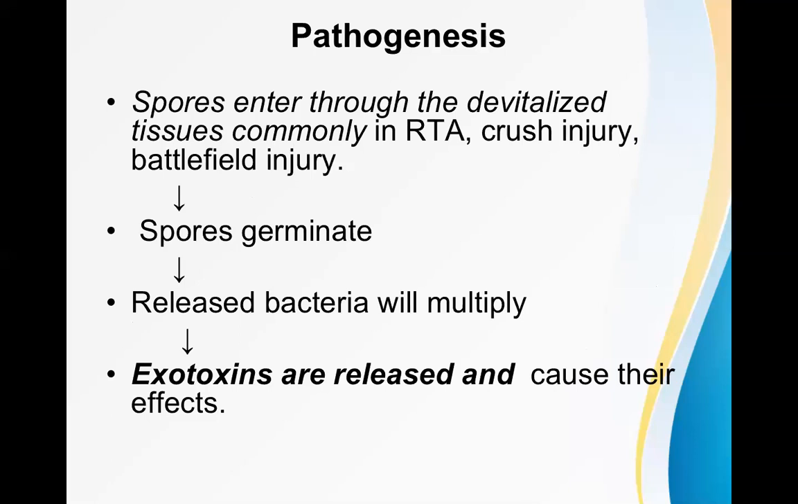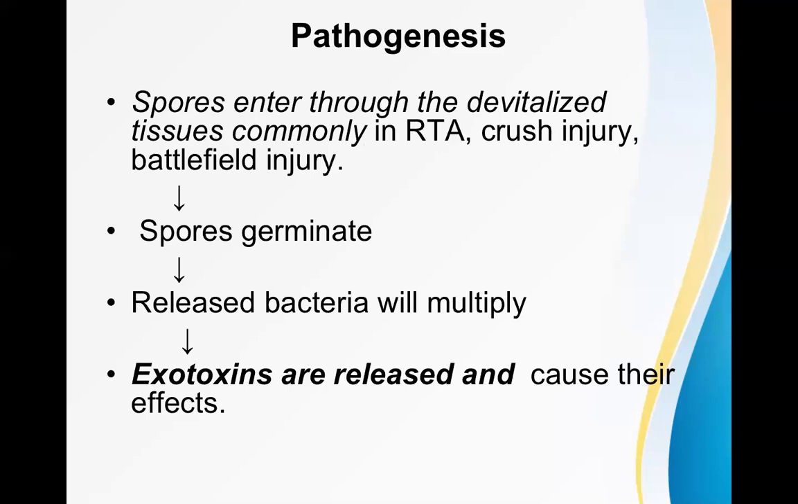Now, let's move further. Let's talk about the real mechanism, how the disease occurs after knowing all these different toxins. In the beginning, there is a very bad injury or trauma. After that, the spores enter through the devitalized tissue. These are the different modalities of damage or injury. RTA is road traffic accident, crush injury or battlefield injury. These are the modalities of damage or injury in that area. And if it is contaminated very badly, then the spores of Clostridium perfringens will enter into that area.